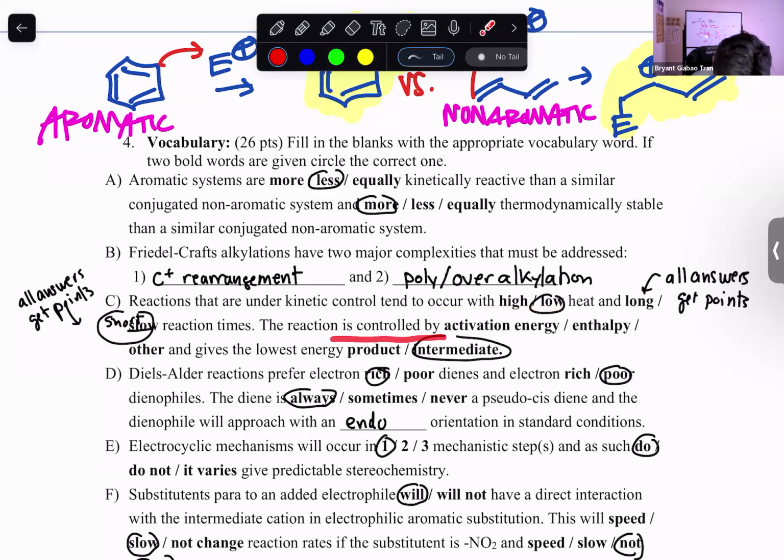The reaction is controlled by activation energy, and gives the lowest energy or the more stable product. Another way to say low energy is most stable. Lowest energy, most stable, intermediate for kinetic. Right.